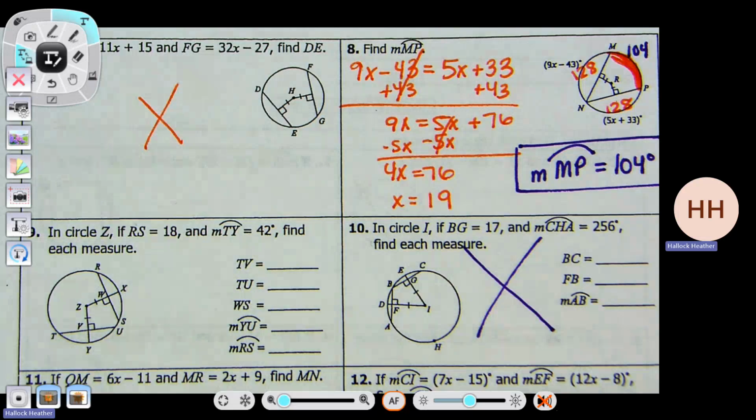How did I get the 104? If this is 128 and this is 128, a full circle makes 360. Meaning the missing piece. So you subtract both of these from 360 and get what's left over, which is 104. Because you have to minus 128 twice.